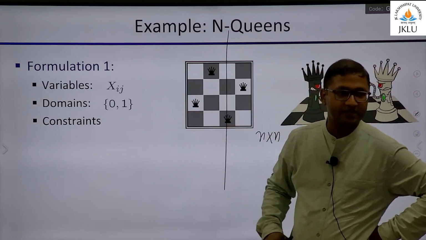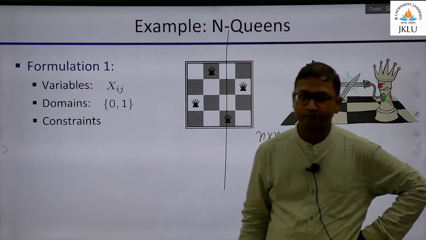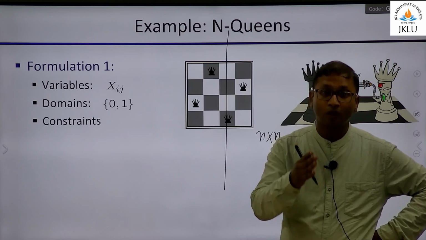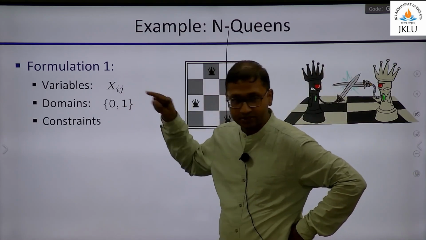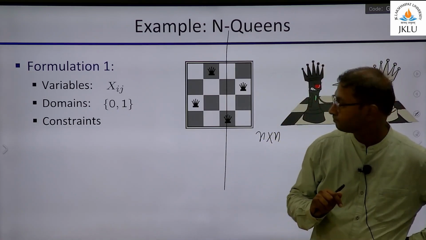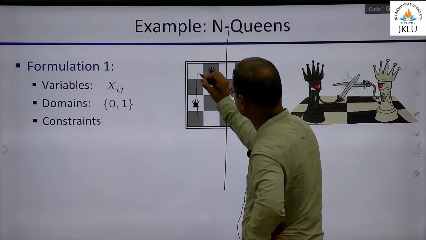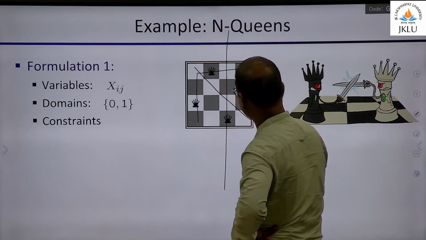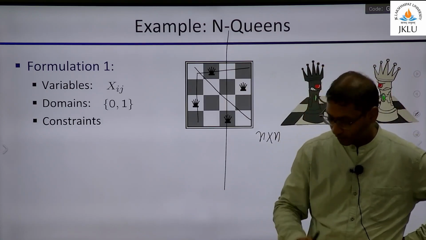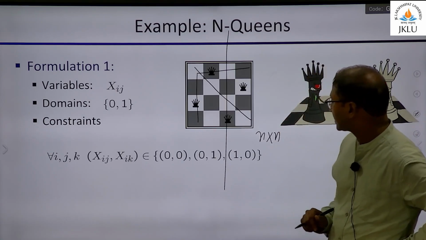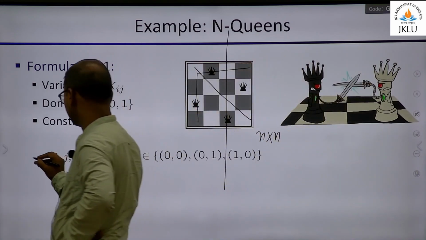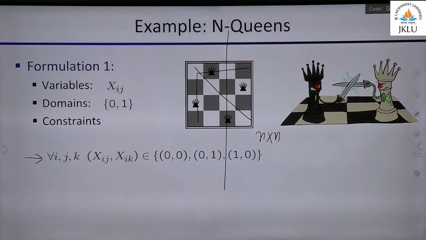What can constraints look like? Not a? Right. So how do we express this in terms of these? So same row, same column and same diagonal. We don't want another queen. Okay. So what is this guy? Tell me what is this?